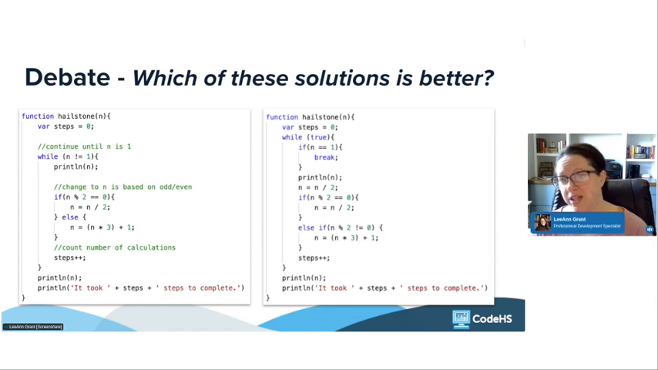It creates that conversation, and you're listening to others' ideas at the same time. So these two sets of code that are on the screen produce the same result. Which one of the solutions is better? Well, if they both present the same result, you're going to have people on both sides of the fence saying, you know what, this one is better because it does this, and this one is better because it does this. So you're automatically having those conversations.